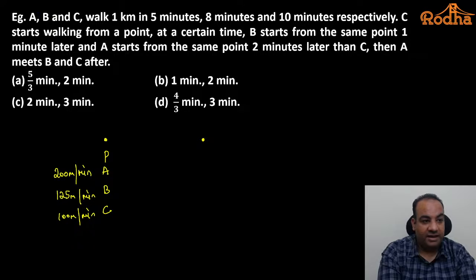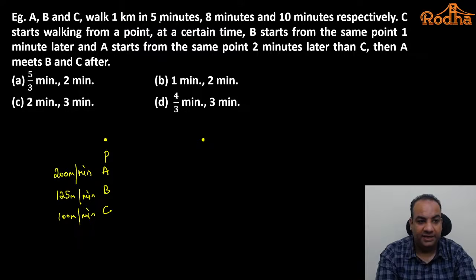Now, what is given? A, B, C walk 1 kilometer in 5 minutes, 8 minutes, and 10 minutes. 1 kilometer is 1000 meters. 1000 meter divided by 5. So speed of A is 200 meter per minute. Similarly, speed of B is 125 meter per minute. Speed of C is 100 meter per minute.